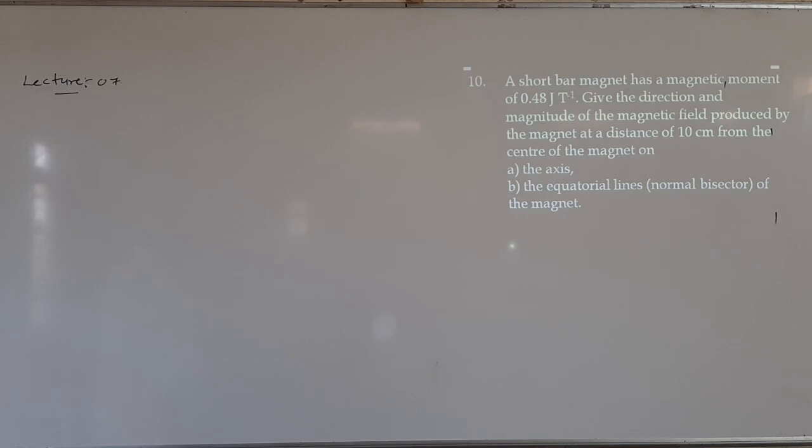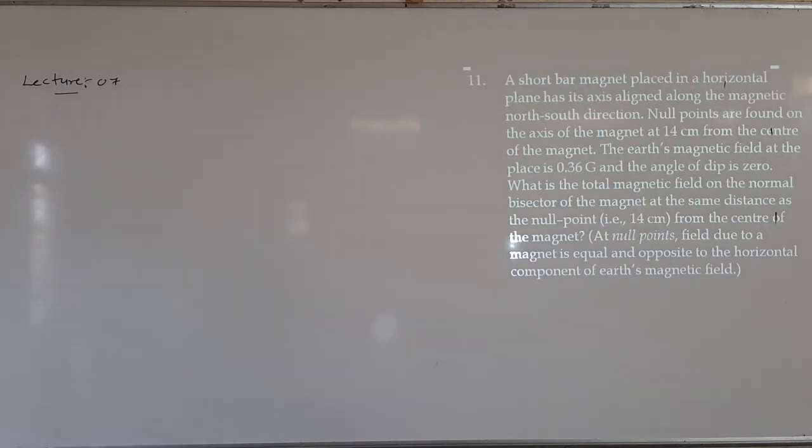Next, question number 11. A short bar magnet placed in a horizontal plane has its axis aligned in the magnetic north and south direction. A null point is found on the axis of the magnet at a distance of 14 cm from the center of the magnet.